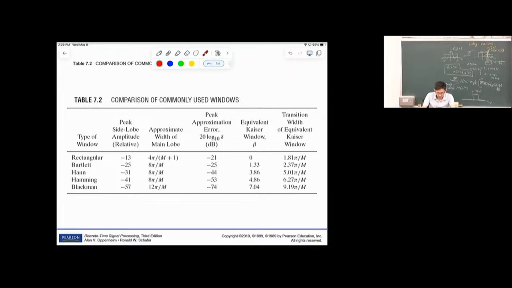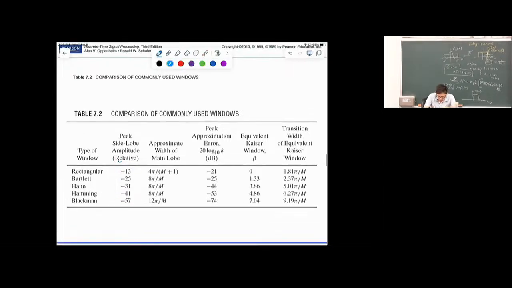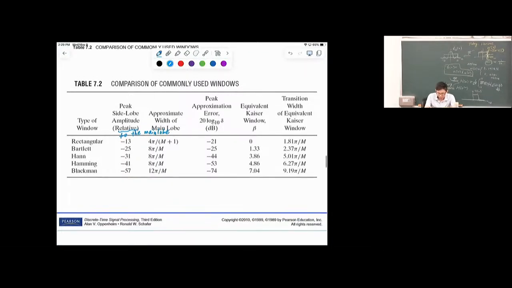So here is the peak side lobe amplitude relative to the main lobe. Okay, relative to what? Relative to the main lobe. Here we see that the rectangular window is -13. Okay, and then it keeps getting better in this order. We want this relative amplitude to be as low as possible. So here we see Blackman is nearly -60. So this is the best.